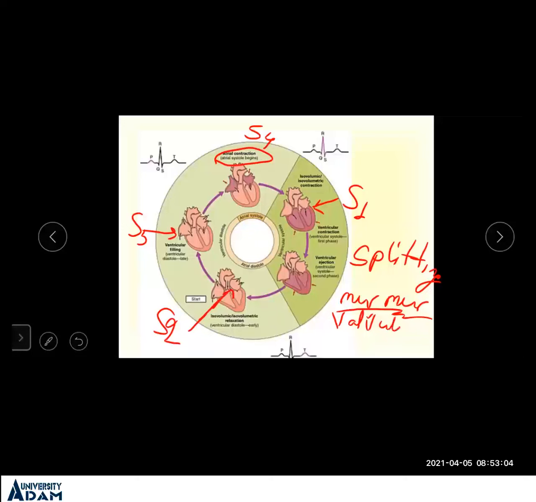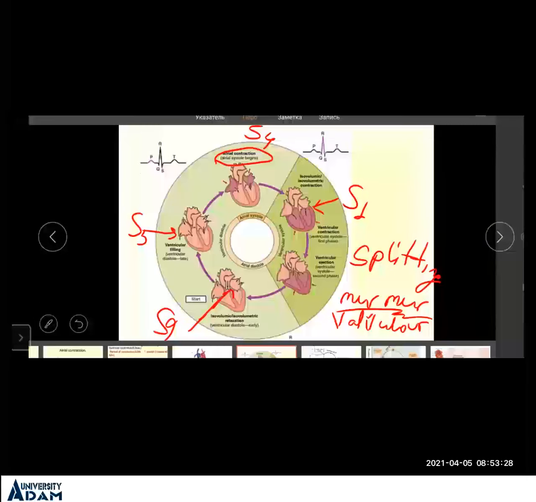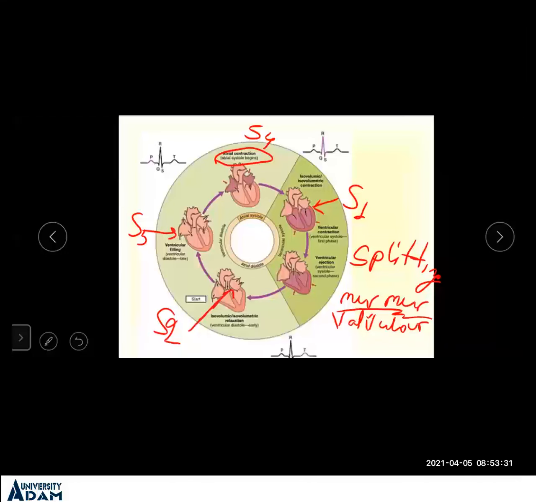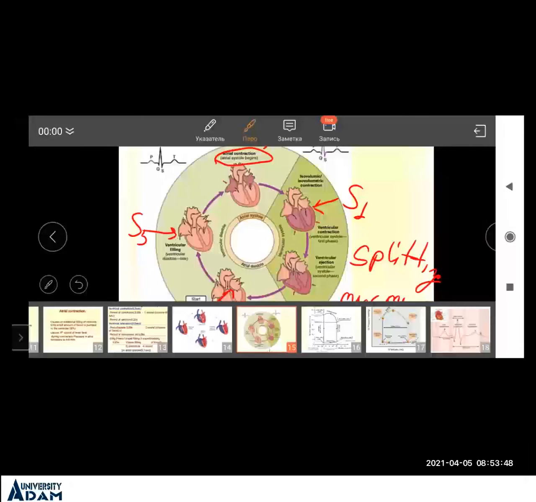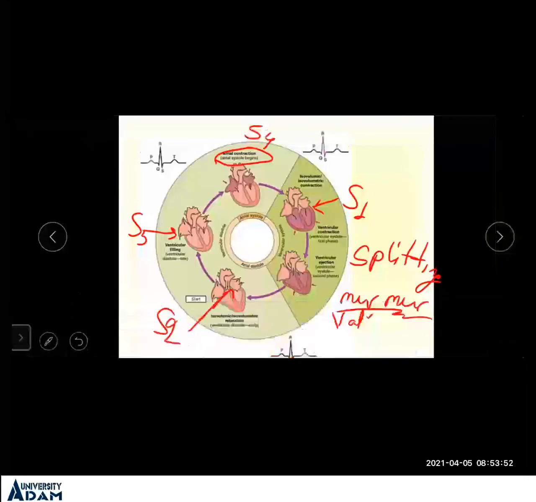Murmurs are caused by valvular dysfunction when valves open or close not properly. During this, there is creation of turbulent blood flow, and we hear it. That's why we hear a murmur. There can also be defects in the walls of the chambers. Blood flows through these defects and creates turbulent flow again, and we hear murmurs, diastolic and systolic.